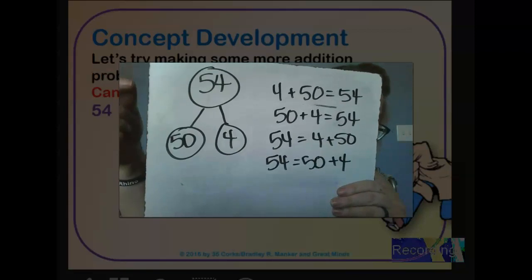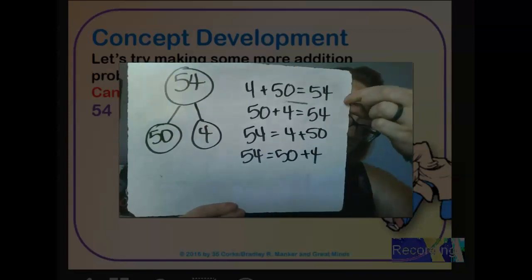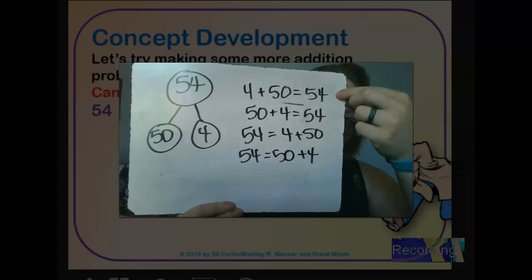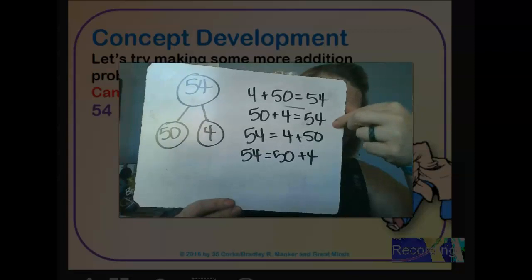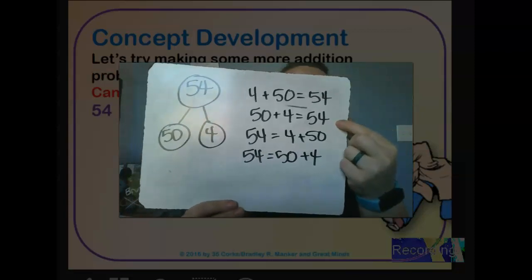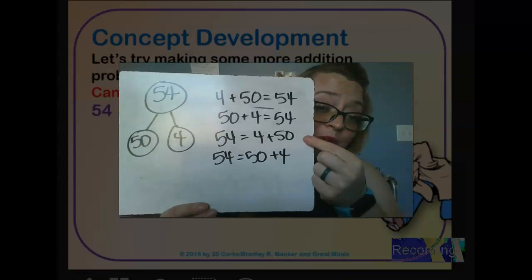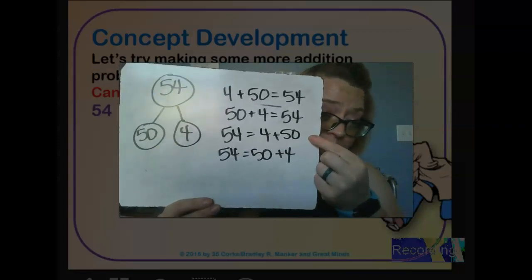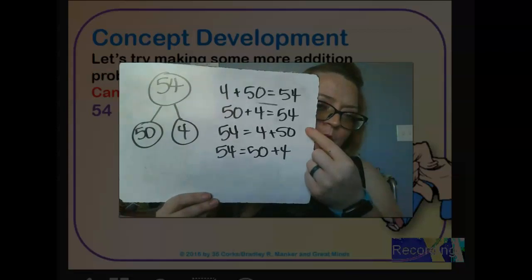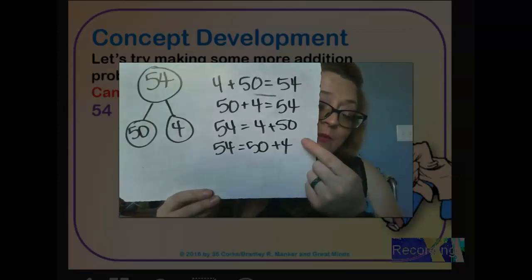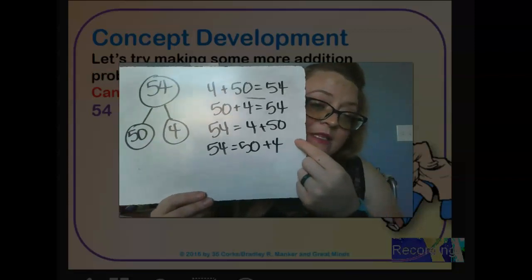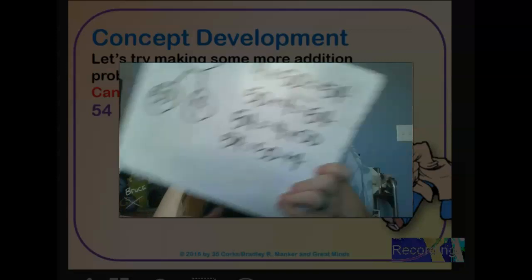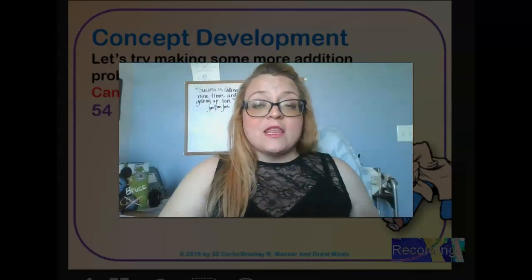All right, so here are 4 different ways that you could write that number sentence showing 54. You could start with your 1s: 4 plus 50 equals 54. You start with your 10s: 50 plus 4 equals 54. You could start with your whole: 54 equals 4 plus 50. And you could start with your whole again, but then do your 10s: 54 equals 50 plus 4. There's 4 different ways. We've practiced lots of those this year.